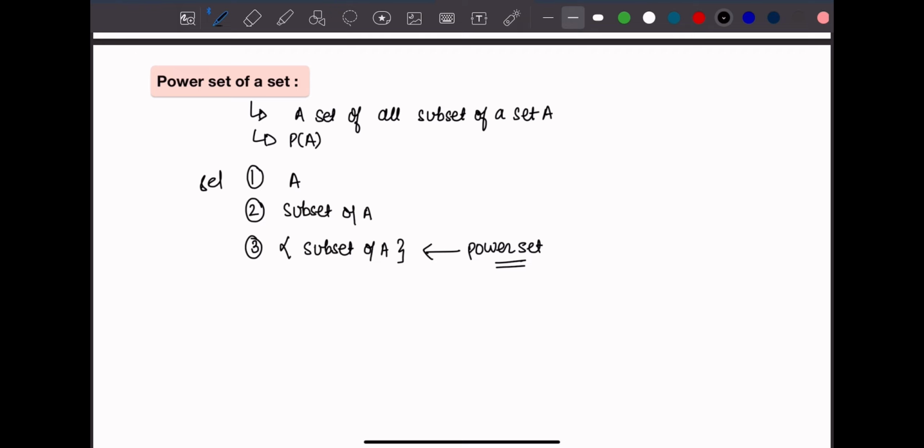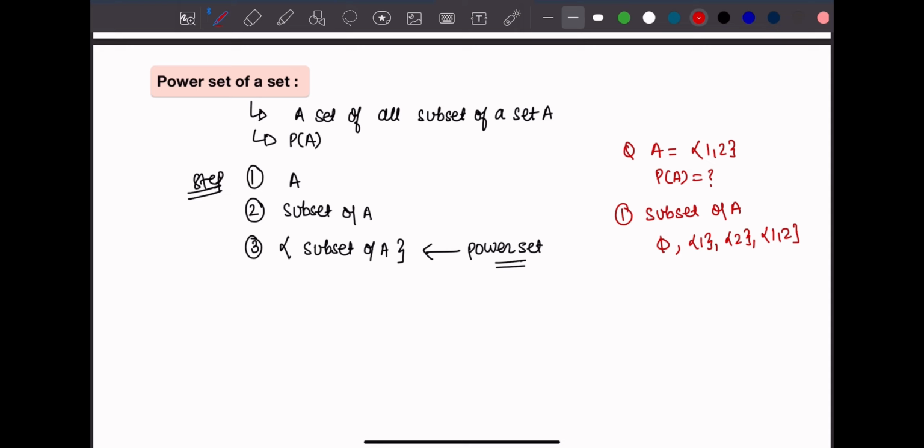The steps are: first, we have to write the subsets of A. Whatever subsets we are getting, enclose them in curly brackets. Let's take one example. Suppose we have a set A with elements 1 comma 2, and they are saying find the power set of A. So the first step, we find the subsets of A. The subsets we are getting are phi, {1}, {2} and {1, 2}.